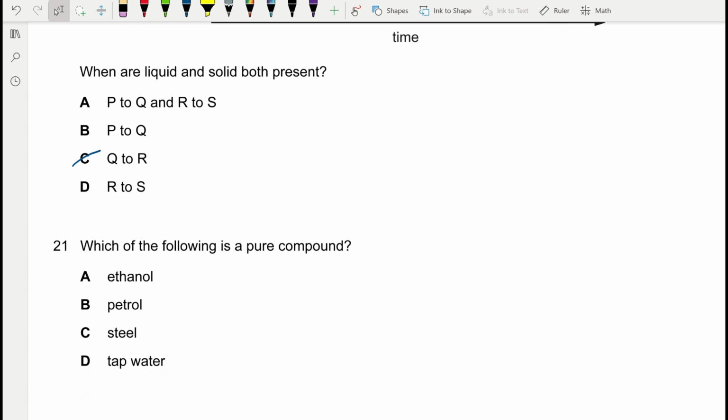Question 21. Which of the following is a pure compound? Ethanol is a pure compound. Petrol is a mixture of different hydrocarbons. Steel is an alloy, which is also a mixture. Steel is a mixture of iron and just a tiny amount of carbon. Tap water is also a mixture because there are a lot of dissolved ions in tap water.